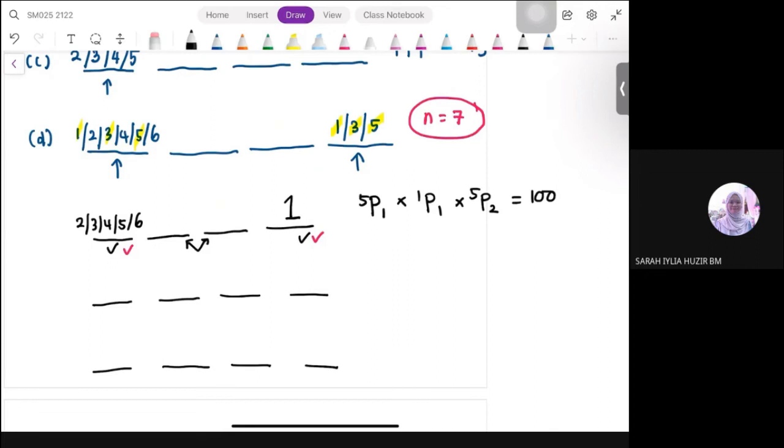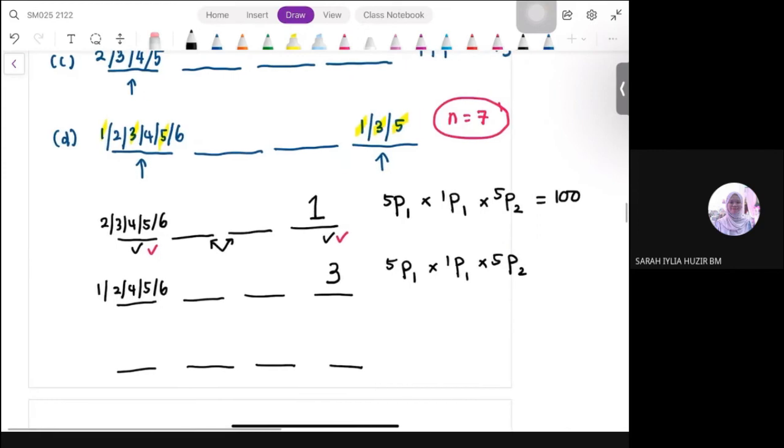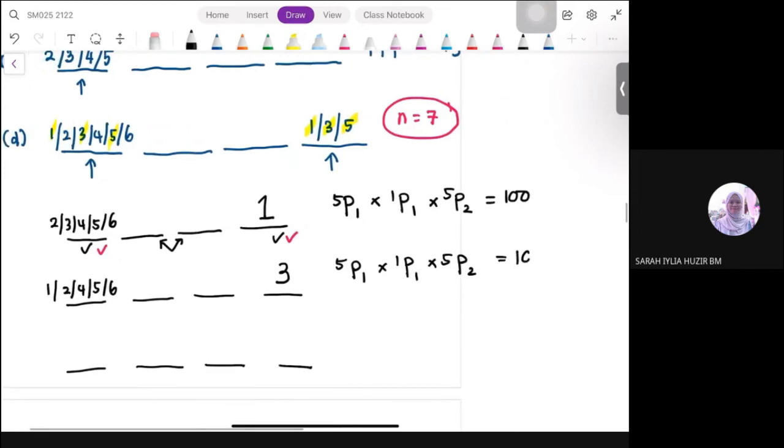What happen if we will arrange number 3 as our last digit? Means on the first digit, for the first space, we can either use number 1 or 2 or 4 or 5 or 6. Nombor 3 je kita pakai, kan? So, our calculation would still be the same. 5P1 for the first space. And then 1P1 for the last space. After that, we have 5P2 for the remaining 2 space. So, this will be also equal to 100.